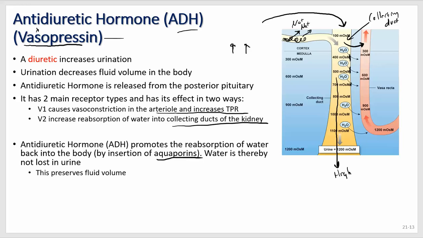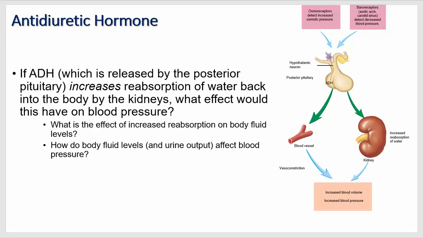That water has to move through, and that's going to be high urine volume. Well, vasopressin says we're going to put in a lot of aquaporins, and we're going to reabsorb a lot of water. So our urine is going to be very concentrated, so not much urine. And of course that moves its way into the bloodstream, which is going to increase pressure. So it promotes reabsorption of water, and water is thereby not lost in urine. If ADH increases reabsorption of water, what's that going to do to blood pressure? It's going to increase fluid volume, therefore it's going to increase blood pressure.